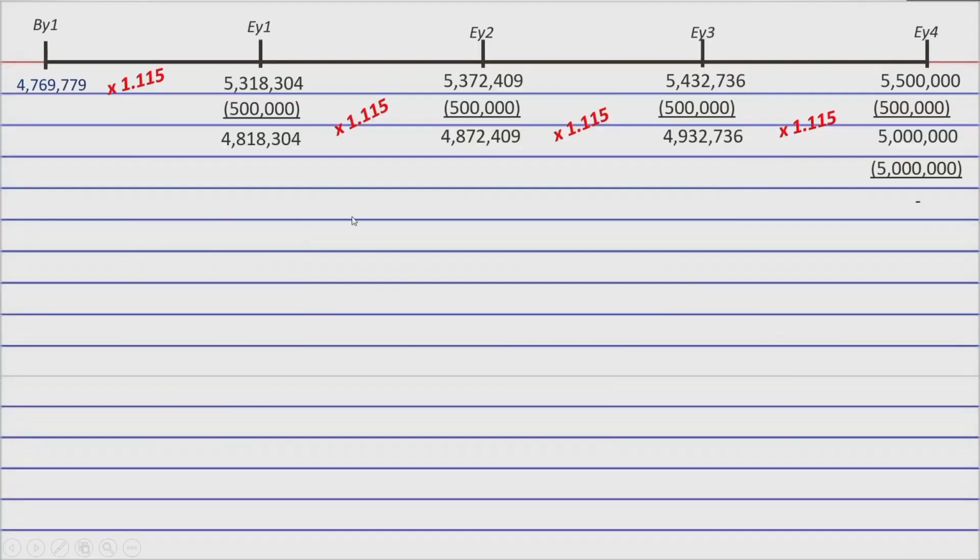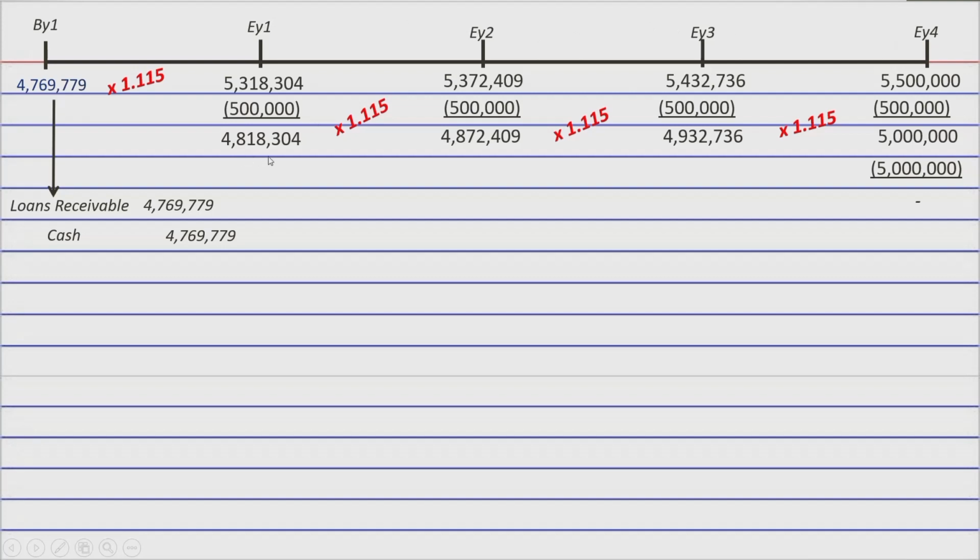So, let's have the journal entries. The initial entry, if you remembered, is debit loans receivable and then credit cash for 4,069,779. Now, it's time to make an entry for the subsequent dates.